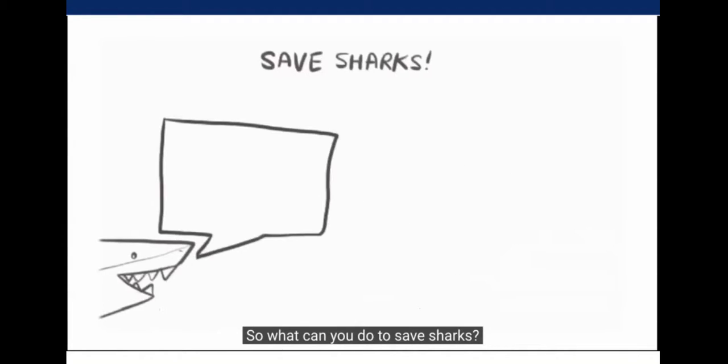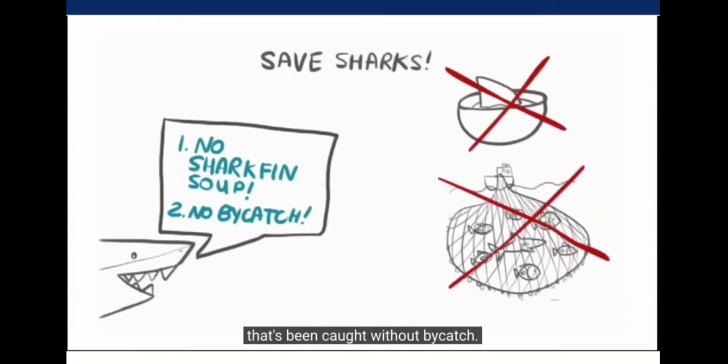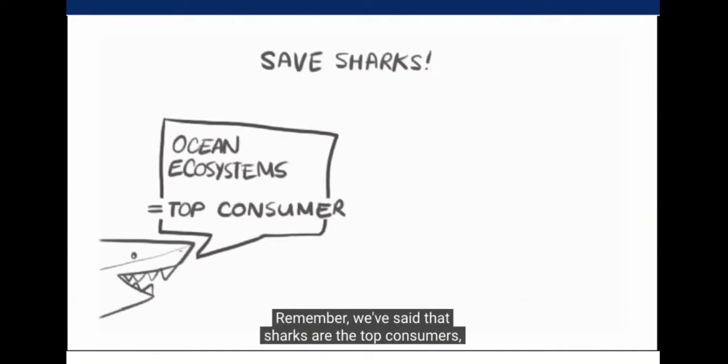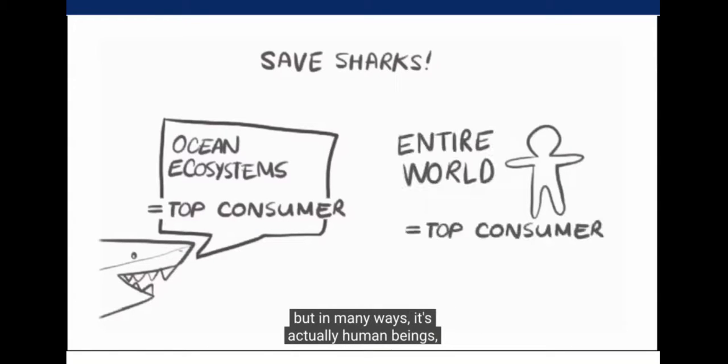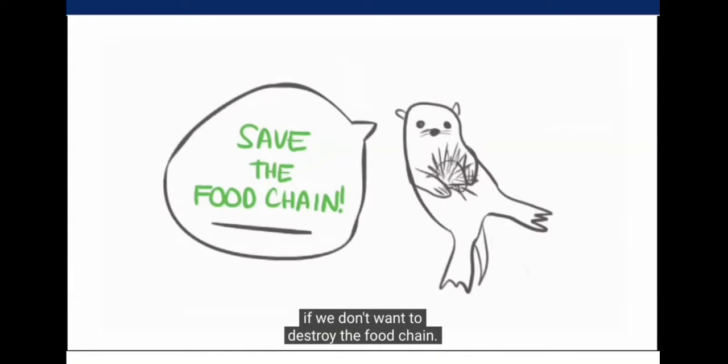So, what can you do to save sharks? First of all, don't eat shark fin soup. And second, try to buy and eat fish that's been caught without bycatch. Remember, we've said that sharks are the top consumers, but in many ways it's actually human beings. And we need to eat responsibly if we don't want to destroy the food chain.